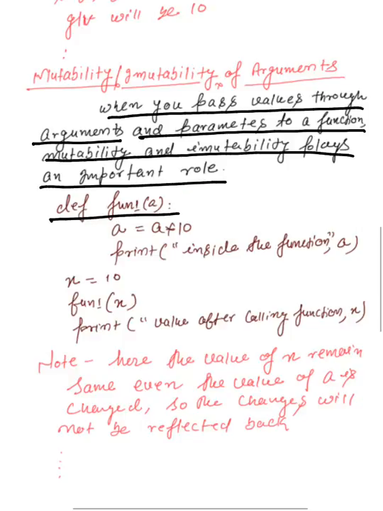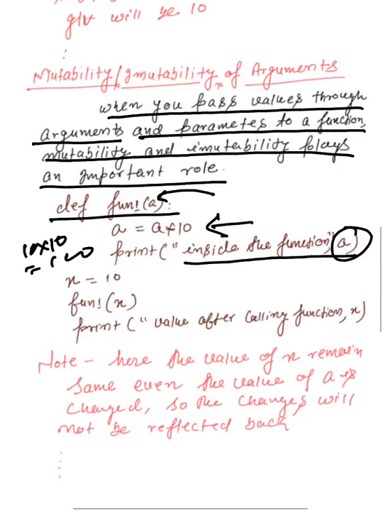See this function definition: a = a * 10. I'm just changing the value. Through the argument we are getting the value, a = a * 10, and printing inside the function a. Now I'm printing the value of a inside this function. So what will be the value of a? You are passing 10, so 10 into 10 will be 100. It will print 100. When you call the function, the value of a will be printed as 100.